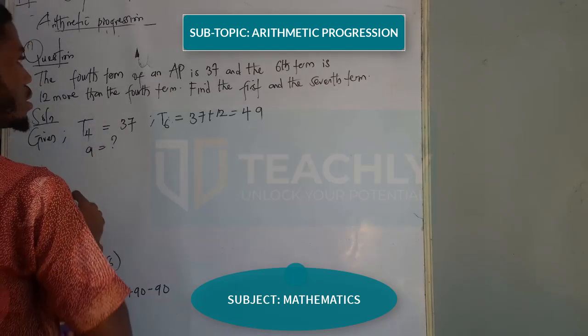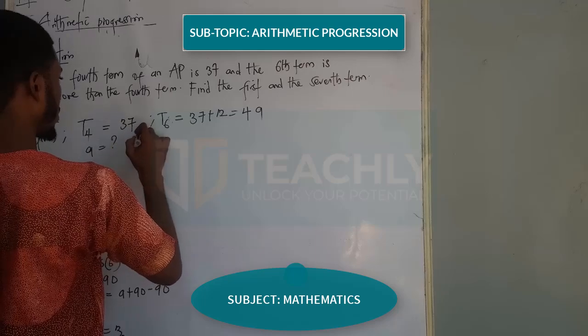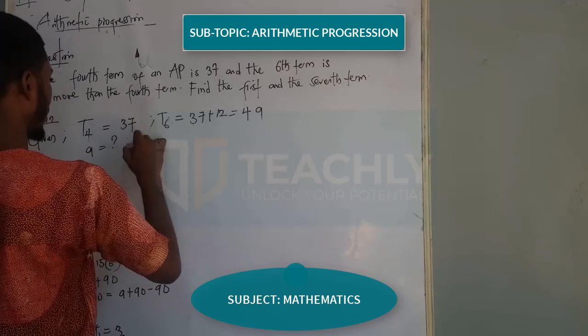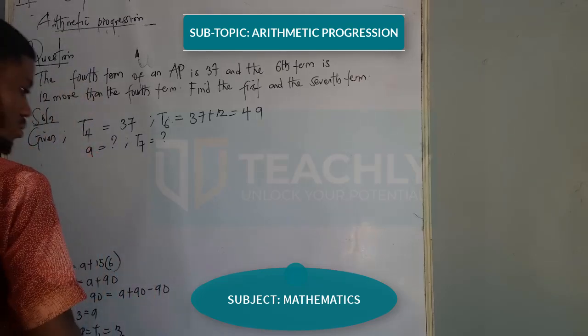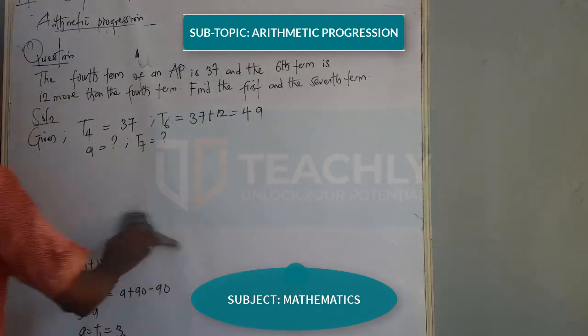And then we're going to find the first term, a, and then the seventh term, T7. T7 is unknown. How do we approach this?